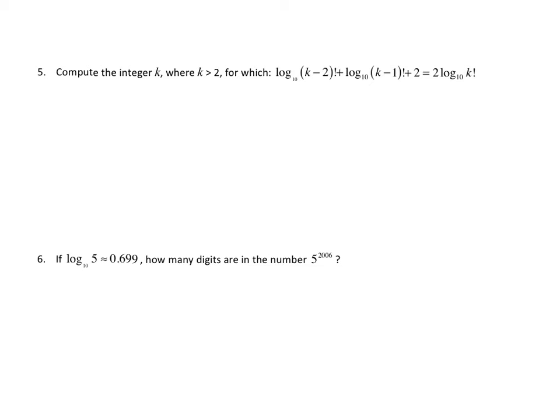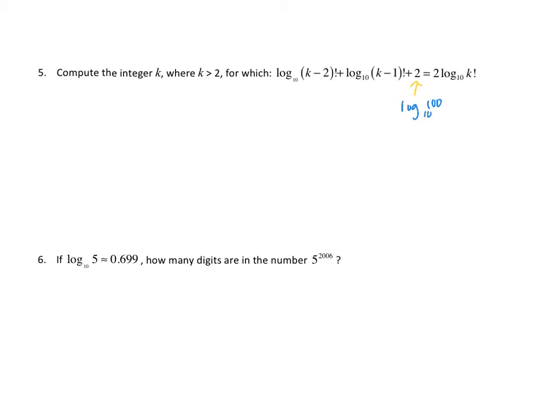So I know I have logs of the same base. So on the left, logs of the same base separated by addition can go to one log in multiplication. And I do have this plus 2 as well. And the plus 2, I'm just going to change to log base 10 of 100, because that's what 2 is in terms of log base 10.